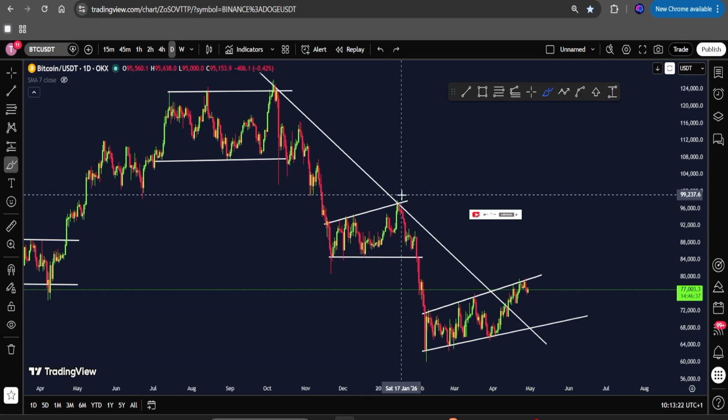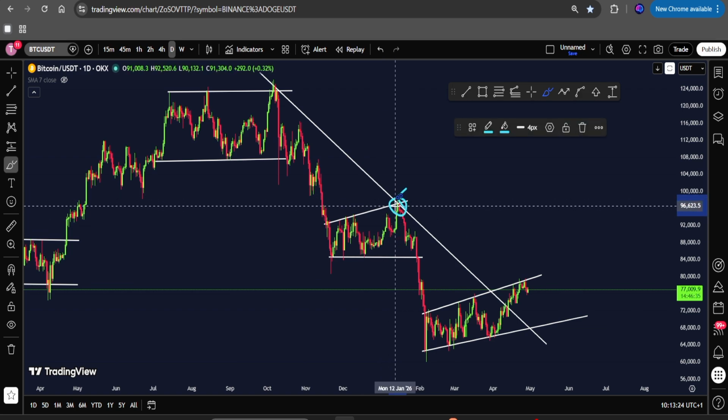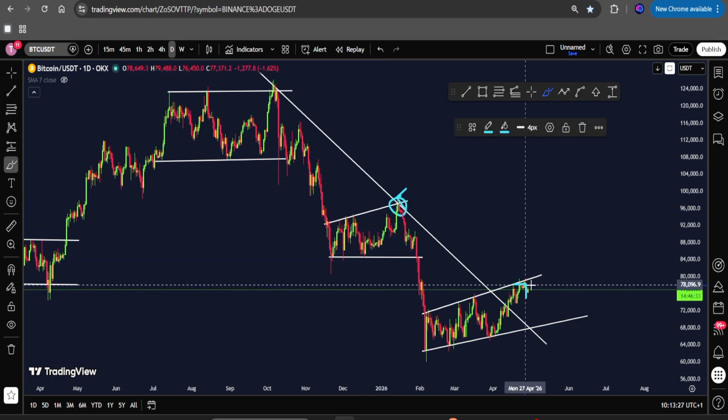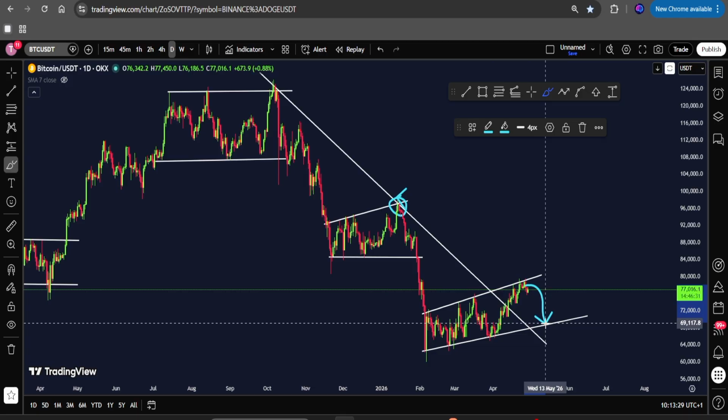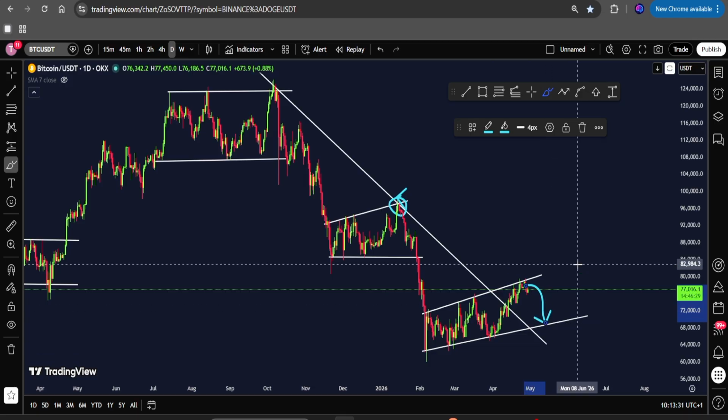and if we are to repeat history at this level, just like what we saw at this major level back in January, then we should be looking at BTC price coming down to test a major level of support sitting at the 68k to 69k level here on the daily time frame.